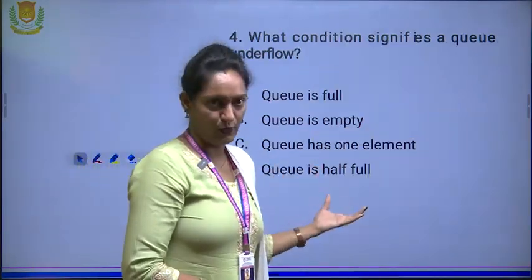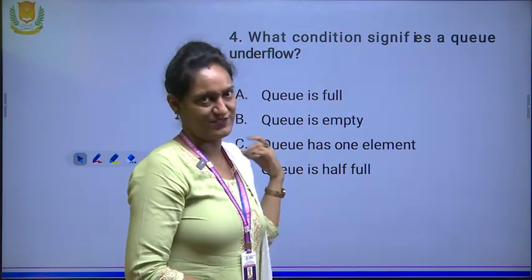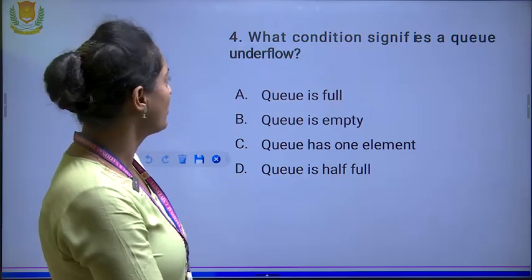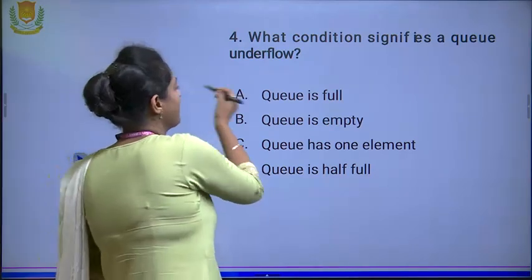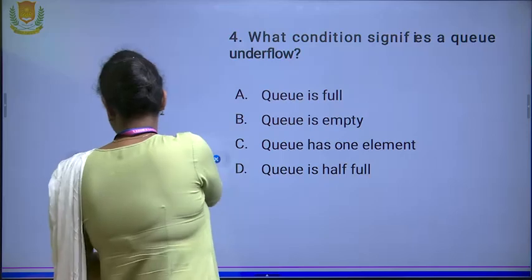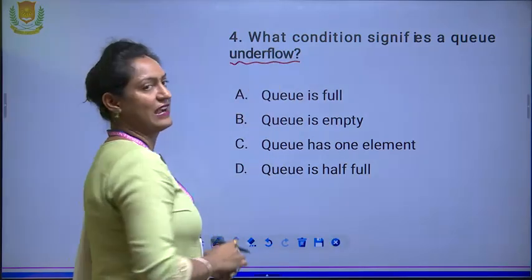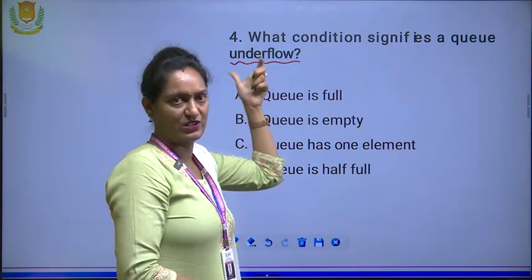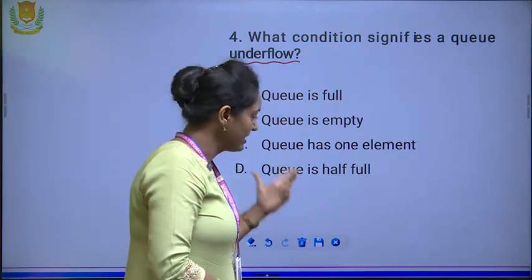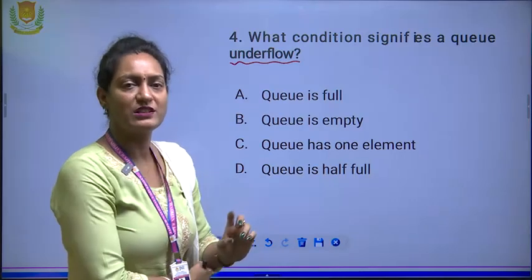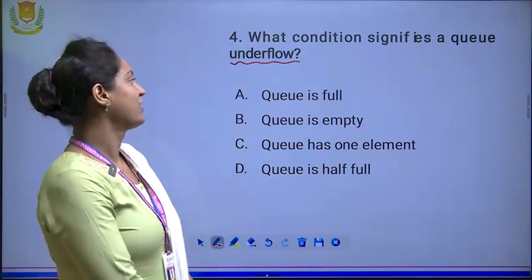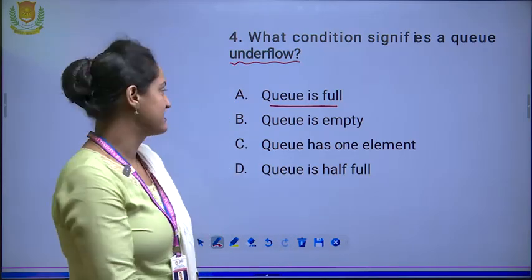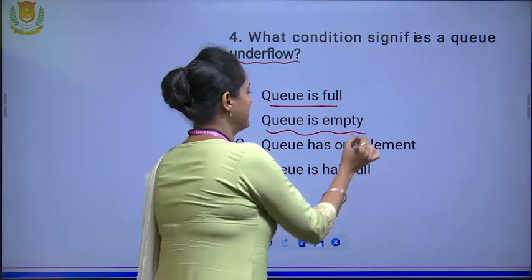Question 4. It's a very nice question. So we'll start it. What condition signifies a queue underflow? Now, first we have to understand what underflow is. If you know what the underflow situation is, you can easily give the answer to this question. So the options are: A, queue is full. The next option is queue is empty.